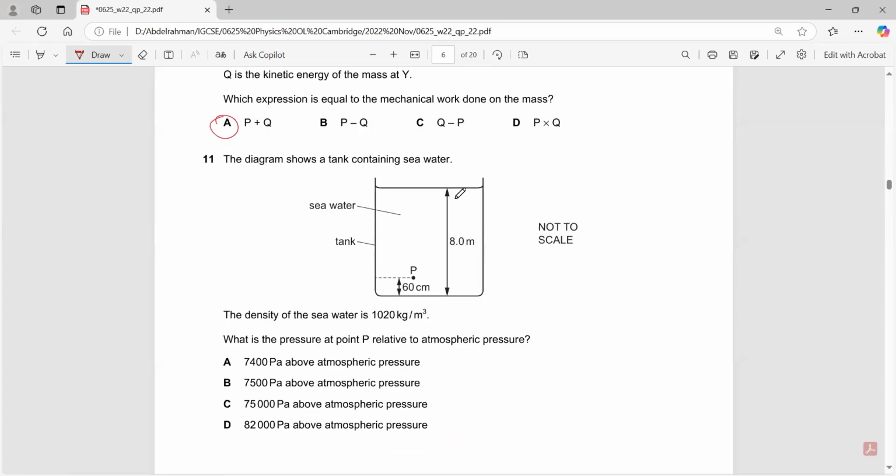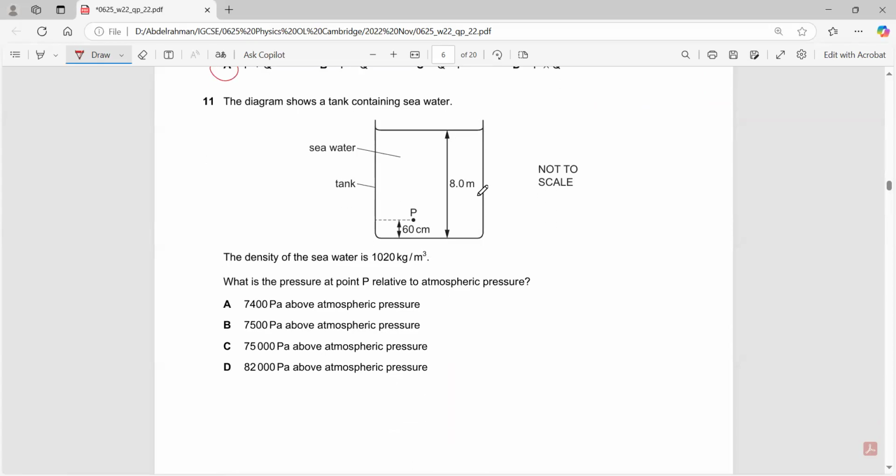The diagram shows a tank containing seawater. The density is 1200. What is the pressure at point P relative to the atmospheric pressure? Okay, so you have 8 meters and then you have 60 centimeters. So basically, pressure equals rho g h. What is rho? The density, 1020. g should be 9.8, but I will use 10 for now.